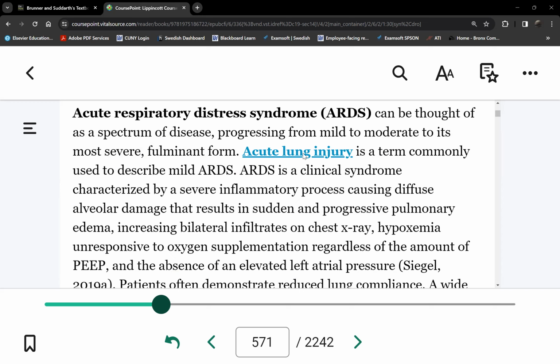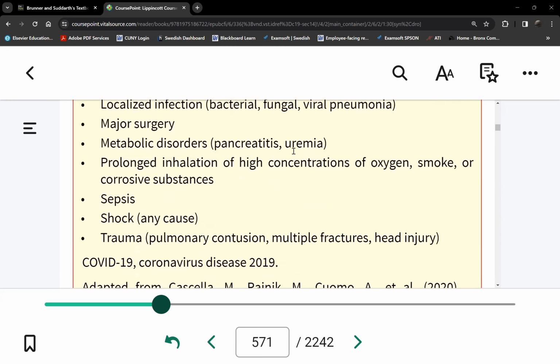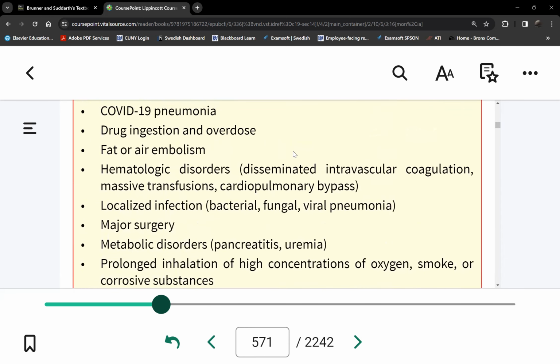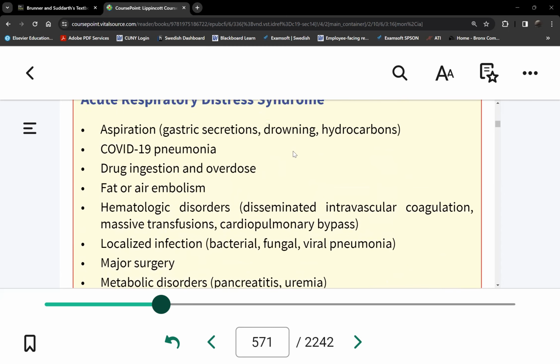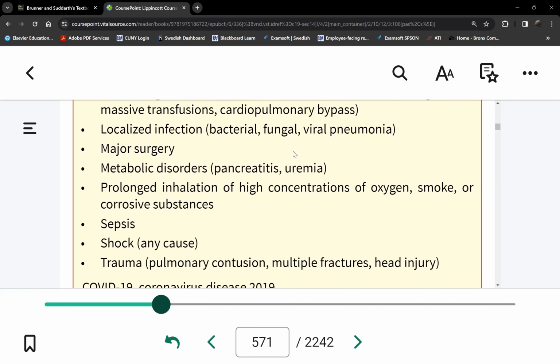It's not because of heart failure. It's not because of congestion. It's because of capillary leak, because of acute lung injury. Okay, so here's your long list. All of these, are these minor conditions? Or are these serious injuries? These are serious diseases and injuries. So this will trigger acute lung injury.